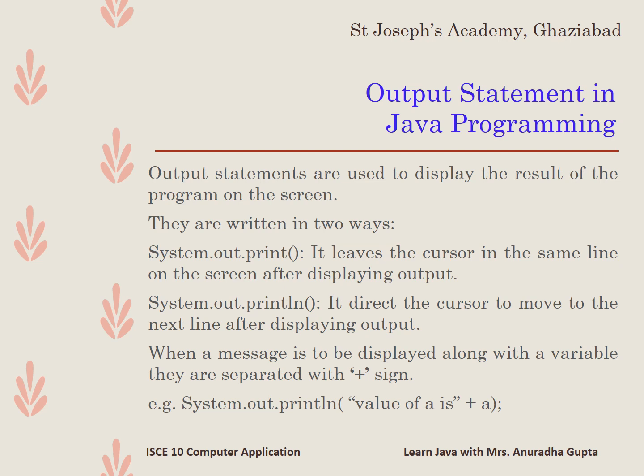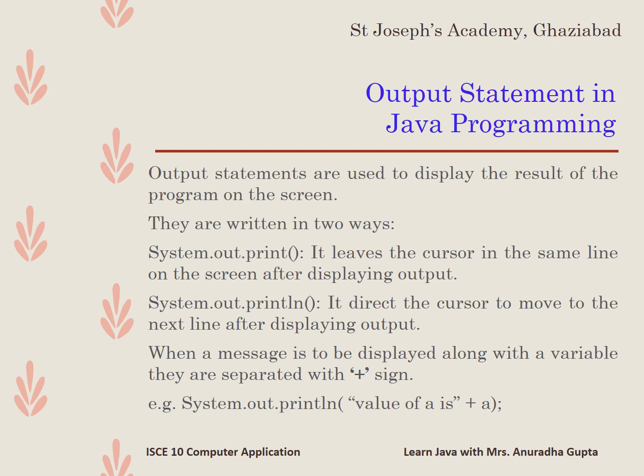The second way of writing an output statement is System.out.println. It takes the cursor to the next line after displaying the output. In both the output statements, S should be capital. Always keep in mind, make System's S capital.